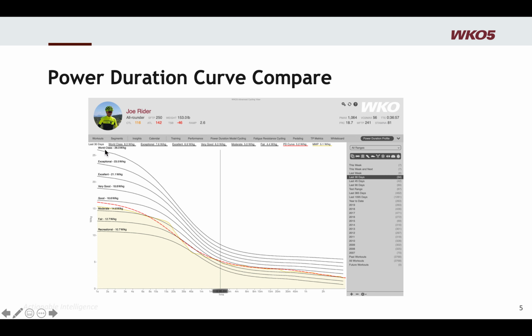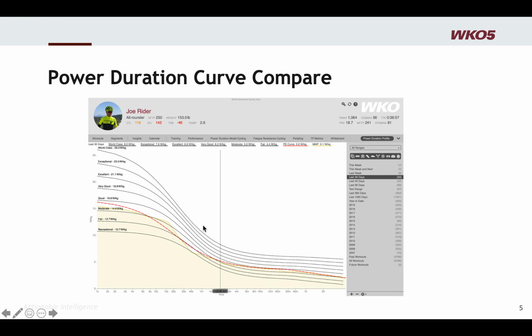And the dark lines are the database, our WKO database of performance, ranging from world-class to exceptional to excellent, down to fair and recreational. As you hover or move the cursor left and right, you'll see these numbers change here. You can compare your PD curve and mean maximal power curve against that database and see where you stand for any given time range within your data formats.